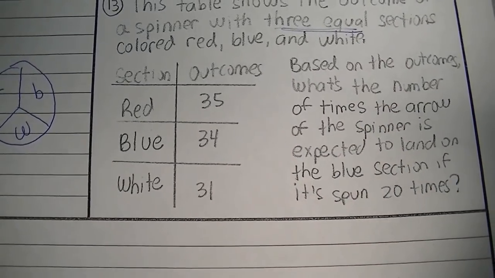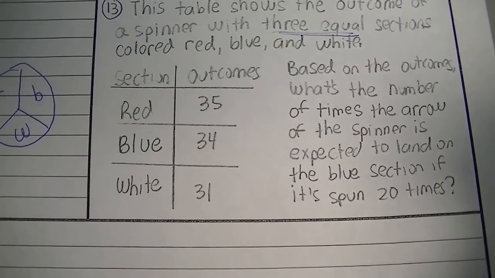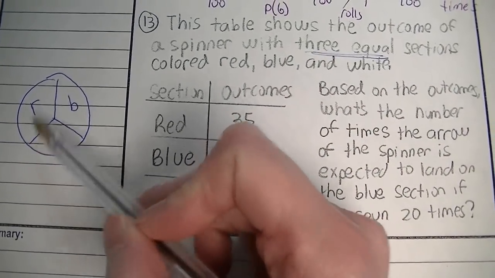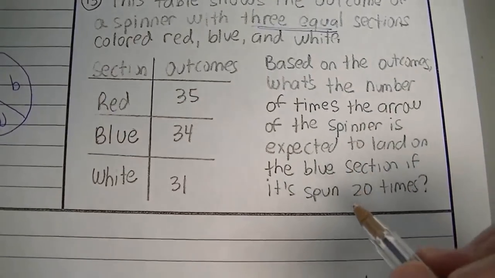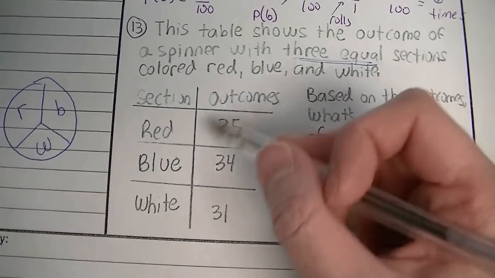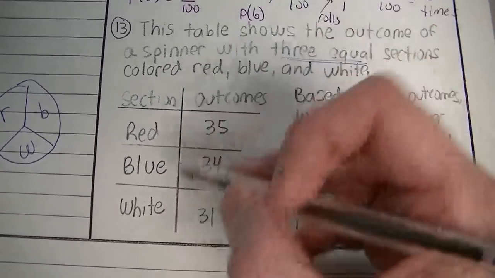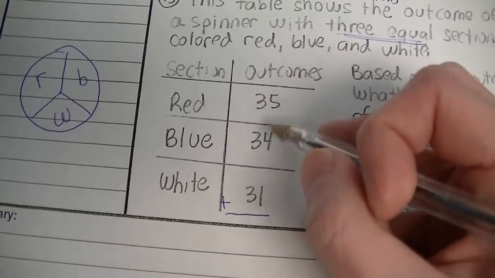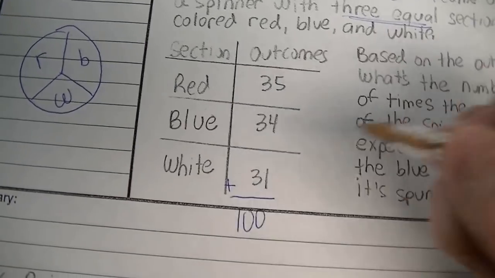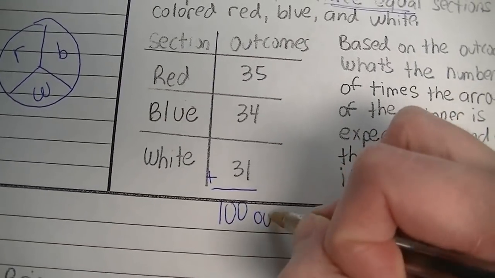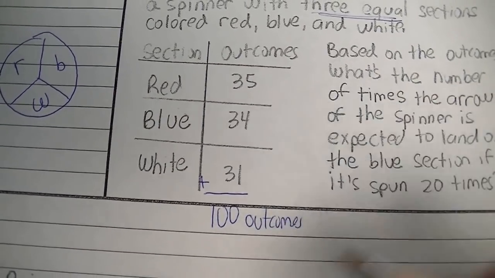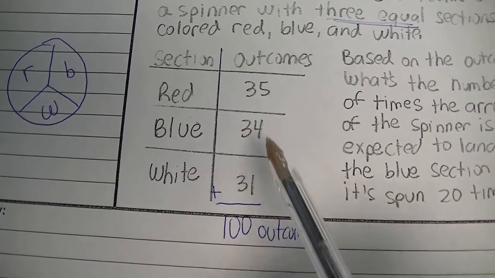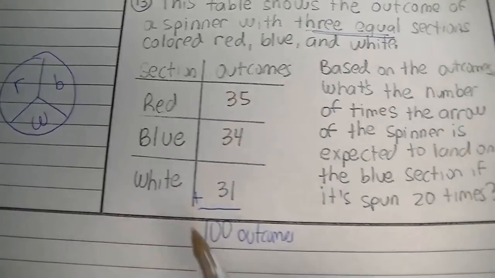Whenever you have these spinner problems in theoretical probability where you're just doing the math, assume it's never going to land in the middle of, like, on the line, okay? It's going to land on something. So anyway, we got to figure out how many times to get this data, how many times were they spinning it? So we're going to just add them all together, okay? And when I add them all together, that's 100 outcomes. That's how many times we spun it. They spun it 100 times. Of those 100 spins, they landed on white 31 times, blue 34 times, red 35 times.